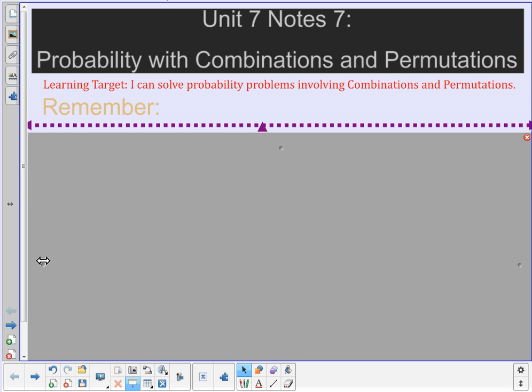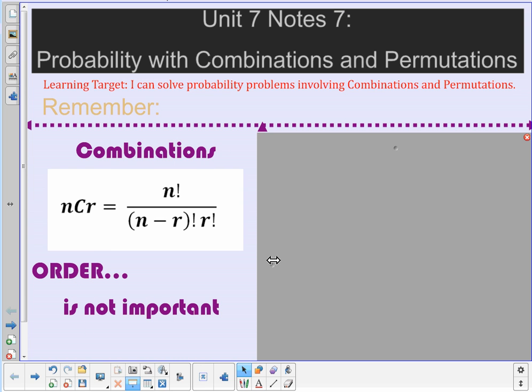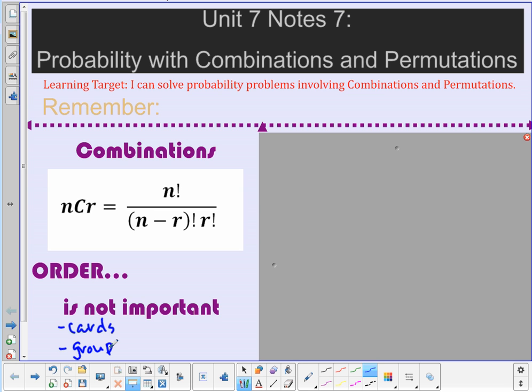So let's just go back to combinations and permutations and talk about what those are. Combinations was the formula nCr, and it looked like that: n factorial divided by (n minus r) factorial with that extra r factorial on the bottom. This is when order was not important. Some examples of things that fit this were cards, groups, anytime you're talking about groups of something, teams, committees. Anytime you were working with something where the order didn't matter in which it was placed or chosen, then you were using combinations.